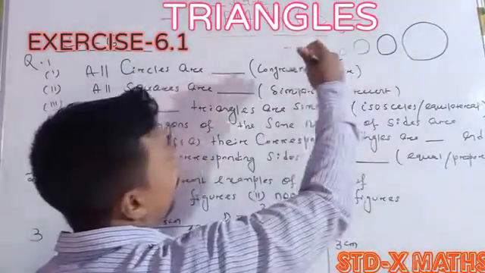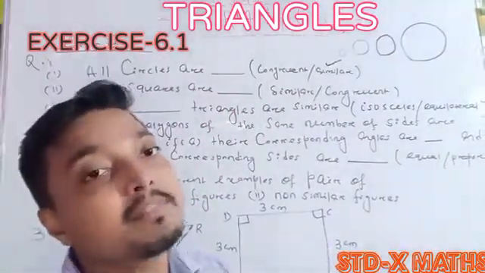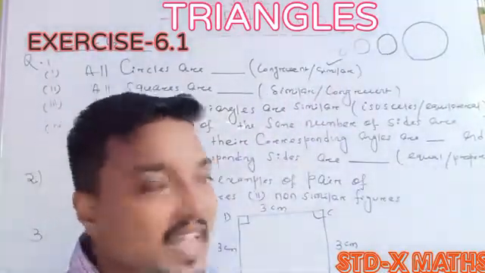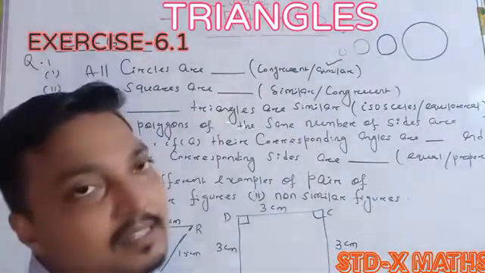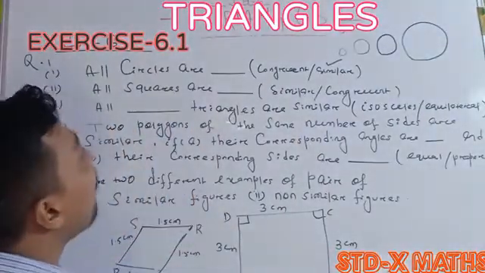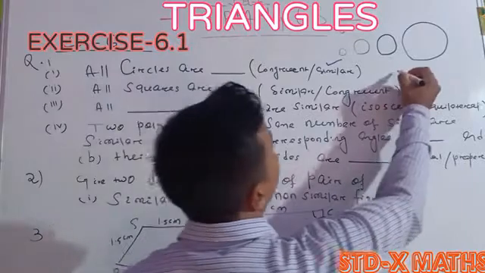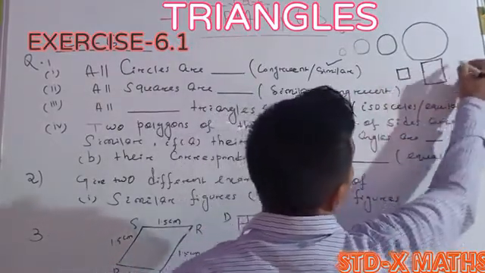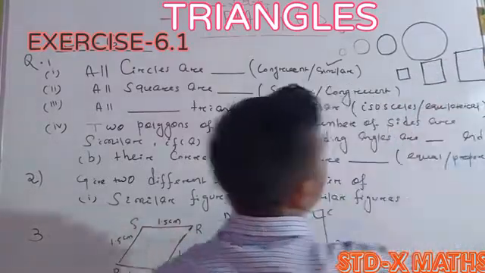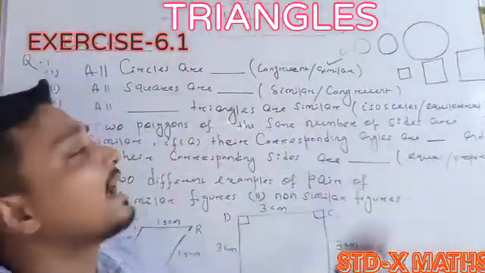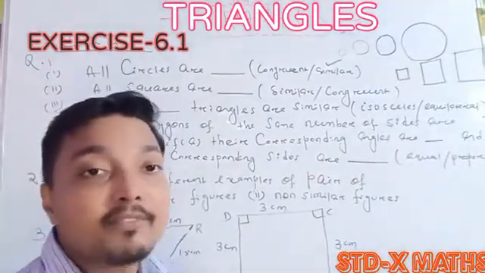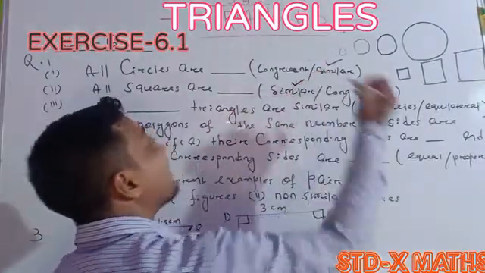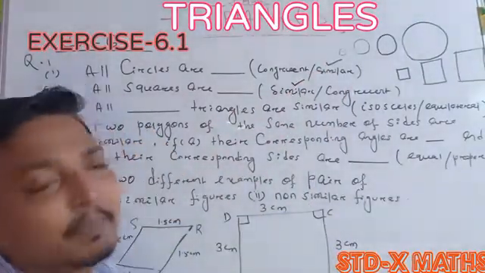Why? Because all circles compulsorily have the same shape. Any figures having the same shape but not necessarily the same size are called similar figures. Ready? The next one is all squares are what? Square means maybe this one, otherwise a larger size, otherwise this much size. One thing is common: squares have the same shape but not necessarily the same size. So this is also similar. All squares are similar.